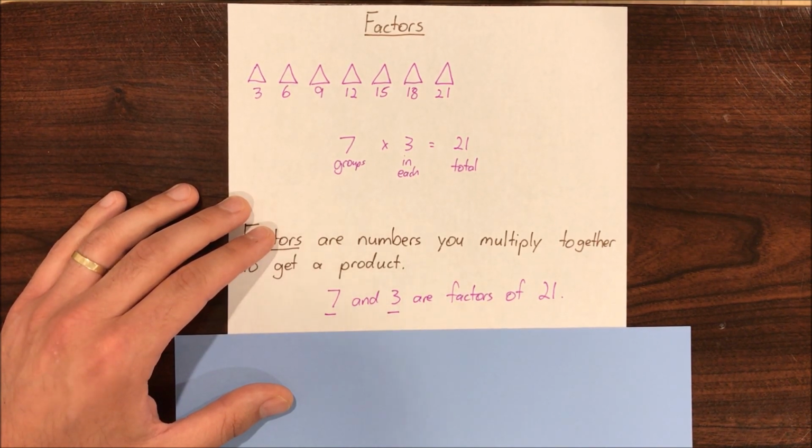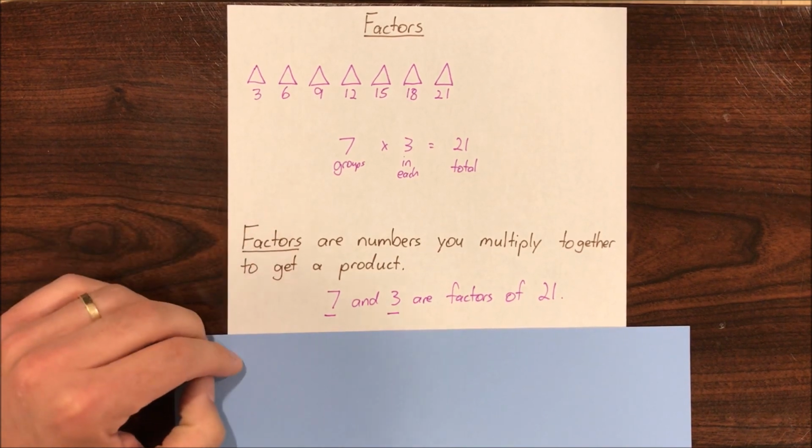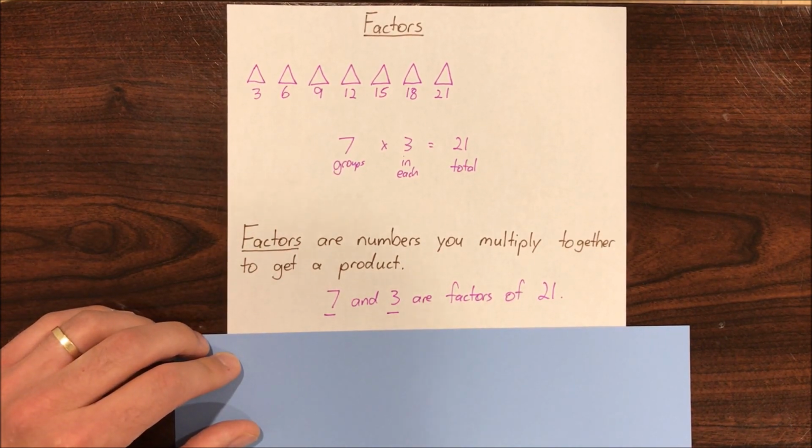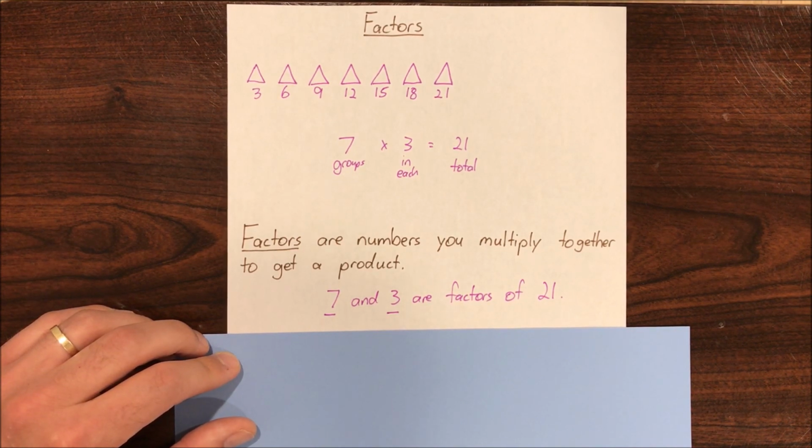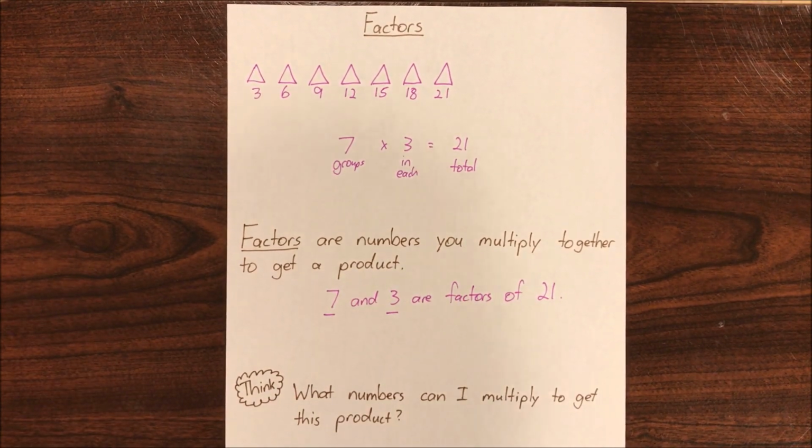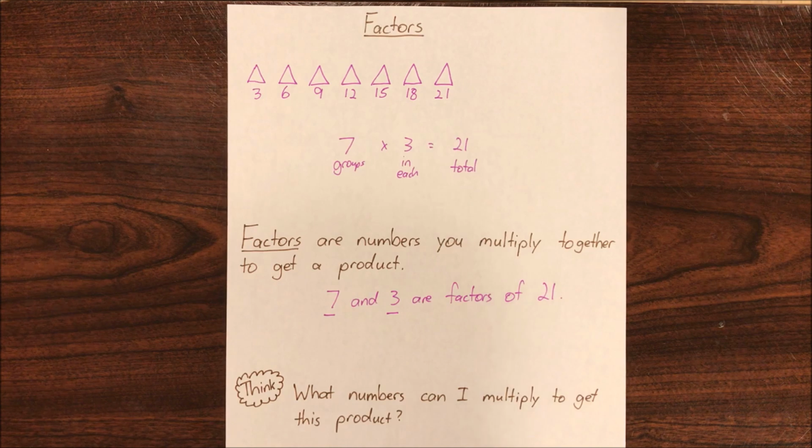Okay. Now, if we were trying to find the factors of a number, what could we ask ourselves? Say it out loud. Right. We could ask, what numbers can I multiply to get this product? Okay, let's try that with 21. Ask yourself, what numbers could we multiply to get 21? Say it out loud. Yes, 3 and 7, but what else? Say it out loud.